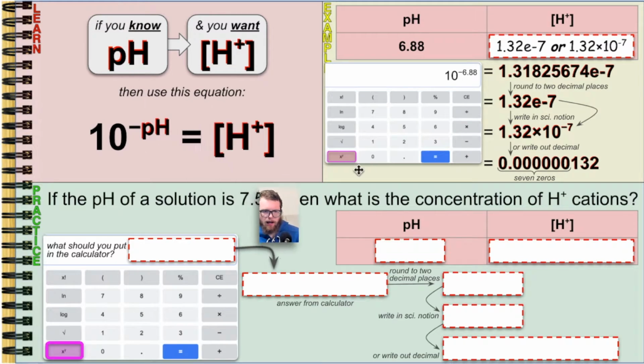So for this one down here, if the pH of a solution is 7.52, then what is the concentration of H plus cations? Our pH is 7.52.